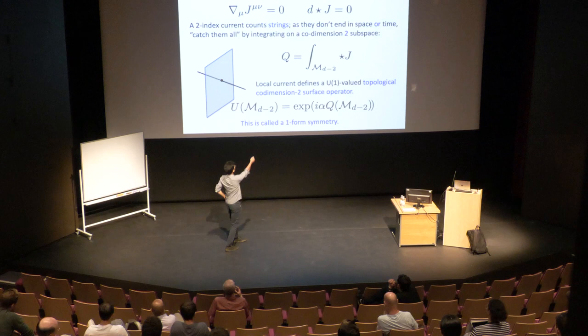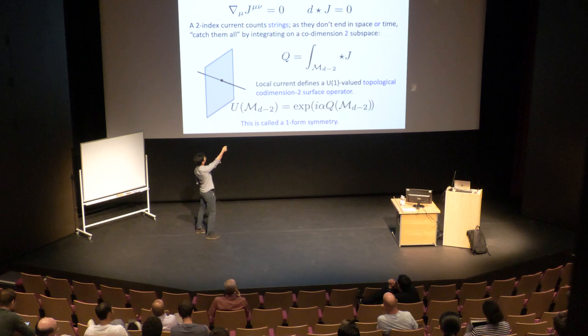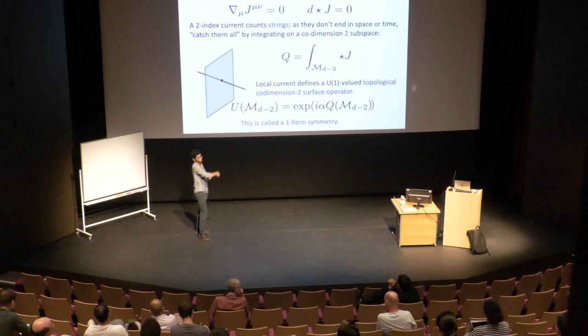The math behind that looks almost exactly the same. If you write it in form language, you write d star j equals 0. And now you integrate star j over a codimension 2 manifold to get a conserved string number. But all the formulas look pretty much exactly the same.